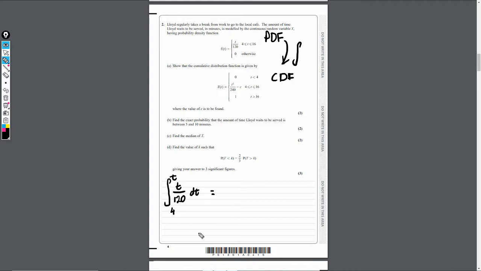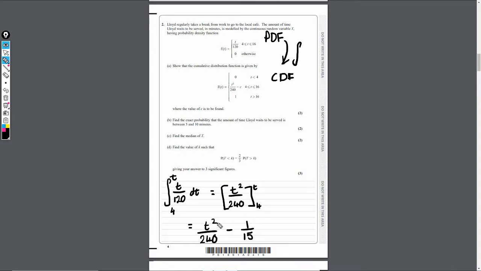Integrating this is nice and easy: add 1 to the power, divide by the new power, so you're going to get t squared over 240, and then we just have to use our limits. My upper limit is t, my lower limit is 4. All I've got to do now is sub these limits in. If I put t in, I get t squared over 240, and then minus, what do I get if I put 4 in? I get 4 squared, 16 over 240, and if you do that on your calculator, what you get is minus 1 over 15.